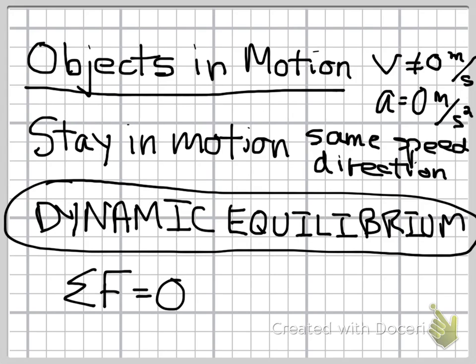Objects in motion. Well, objects in motion don't have a velocity of 0 meters per second, but they have an acceleration of 0 meters per second squared. And Newton's first law says they stay in motion with the same speed and in the same direction. This is an example of dynamic equilibrium. Still has a net force of 0, but it maintains its speed and direction.